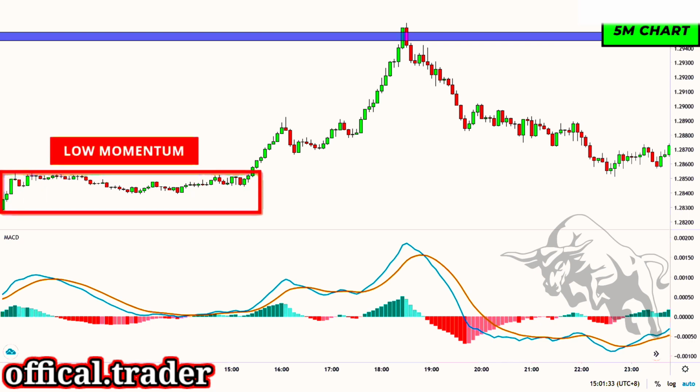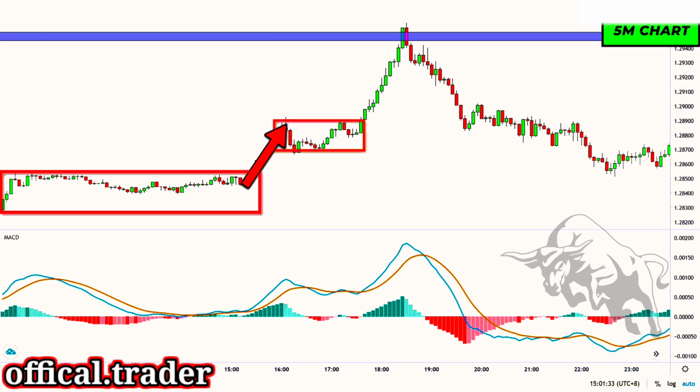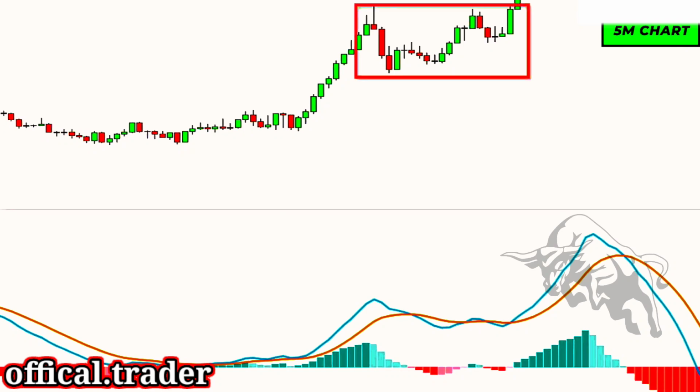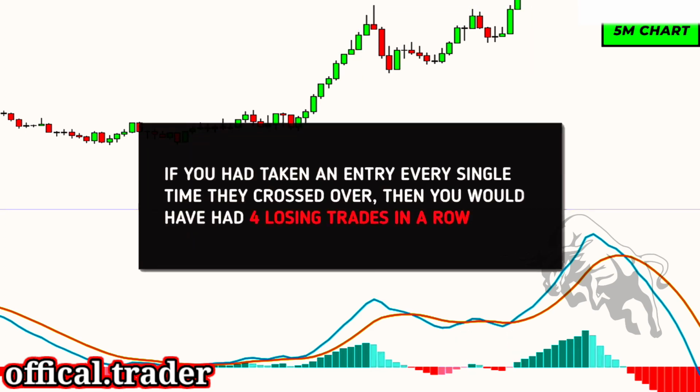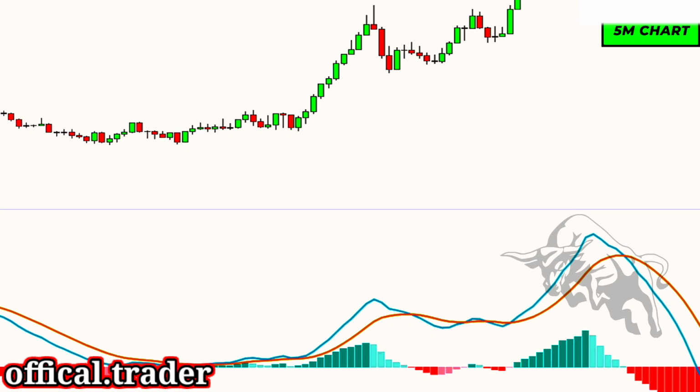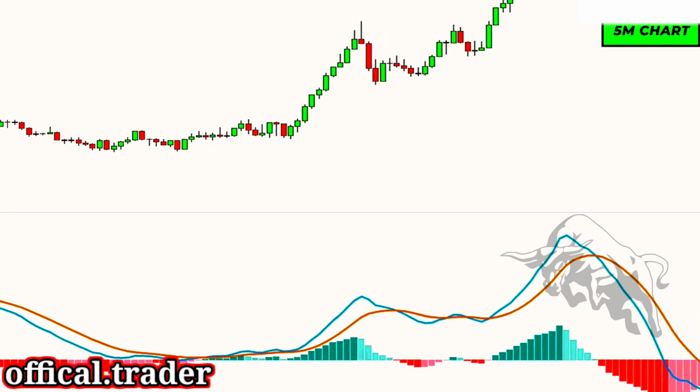So we have a period of low momentum on the left, where price is moving mostly sideways. The MACD and signal line begin to come together and the bars on our histogram become much smaller. We then see a push up from price and then a pause. You can see that during this period of time, the MACD line and signal line cross over with each other 1, 2, 3, 4 times. If you had taken an entry every single time they crossed over, then you would have had 4 losing trades in a row. This is why it's so important to have a strong premise for your trade before using the MACD to find an entry.